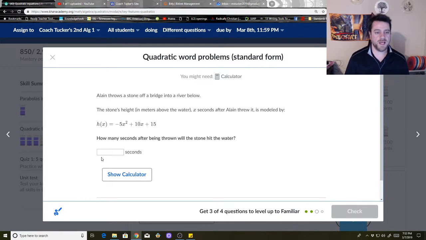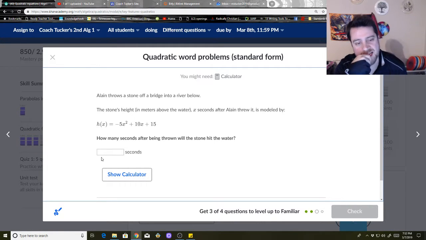Okay, so Elaine throws a stone off a bridge into the river below. The stone's height in meters above the water, x seconds after Elaine threw it, is modeled by that equation. How many seconds after being thrown will the stone hit the water?